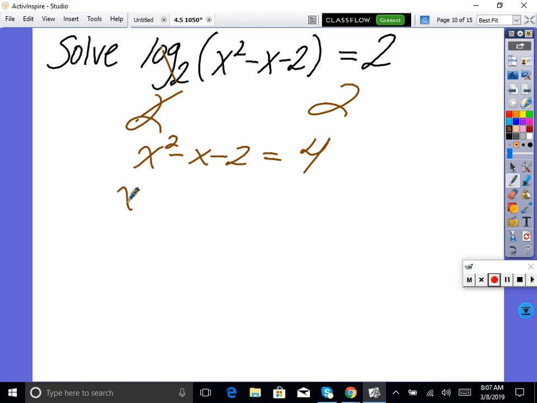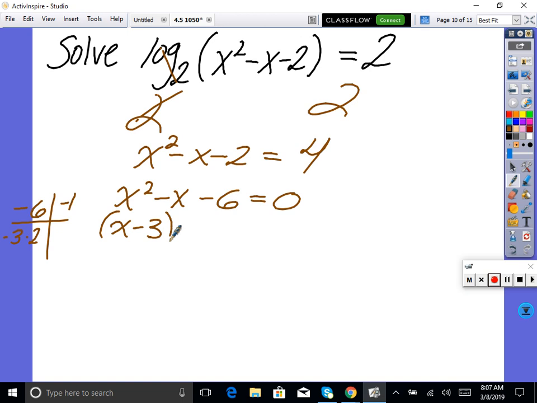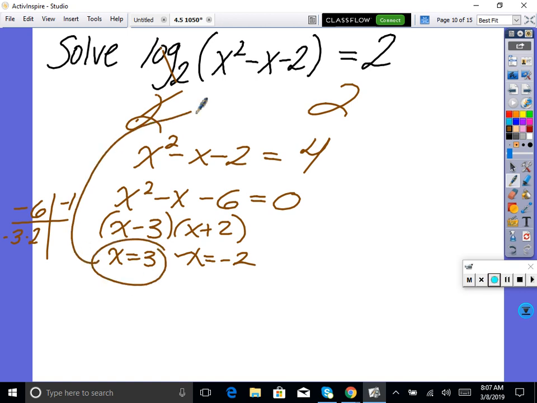So then x squared minus x minus 6 equals 0. It multiplies to be negative 6, adds up to be negative 1. So it factors to be x minus 3, x plus 2. So x is equal to 3, x is equal to negative 2. Now, don't just assume that all negatives aren't going to work, right? Let's plug it in and see if it's still negative inside. So if I plug in 3, is it going to be positive? Yes, right? 9 minus 3 minus 2.